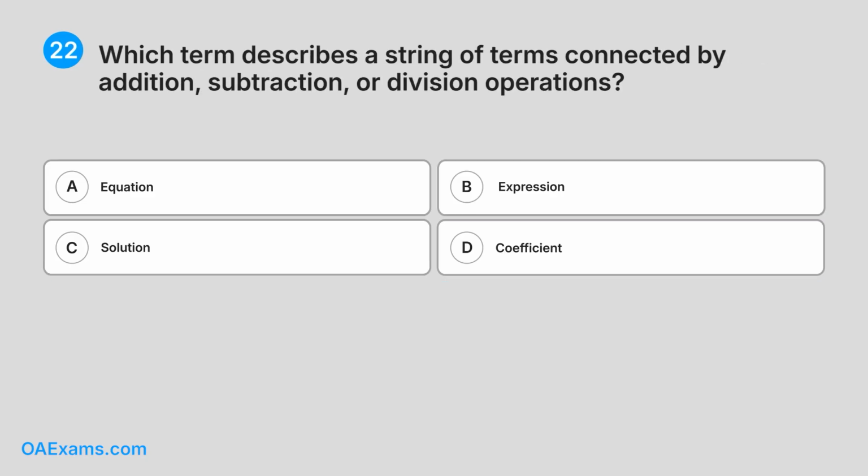22. Which term describes a string of terms connected by addition, subtraction, or division operations? A. Equation. B. Expression. C. Solution. D. Coefficient. Can you guess the answer?